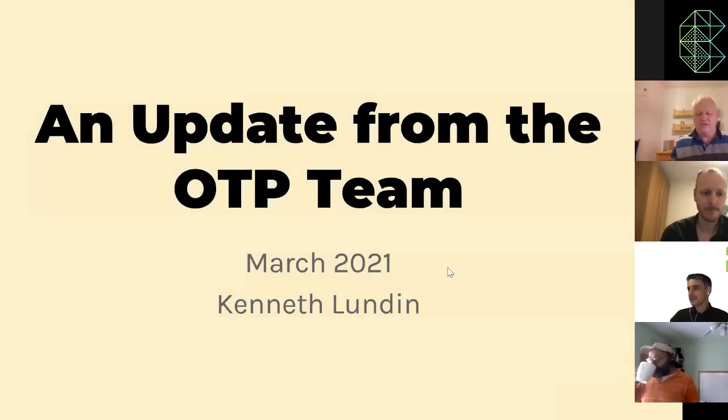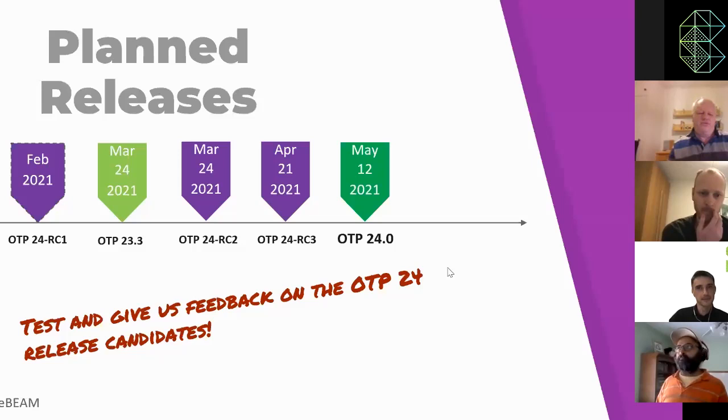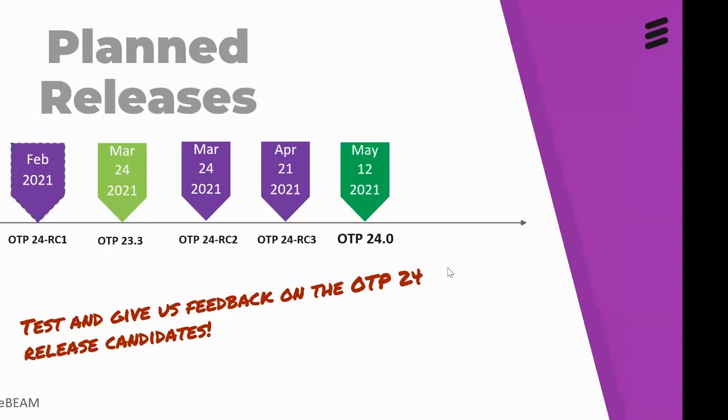Okay, I just give some push for the OTP 24 release that is coming in May. You see here that we have already released a release candidate in February, and we will release a candidate in March, in 2 weeks from now, and another one in April, and then the final release is planned for May 12th. And I encourage you to test and give us feedback on these release candidates and report any problems you have in the GitHub issues.